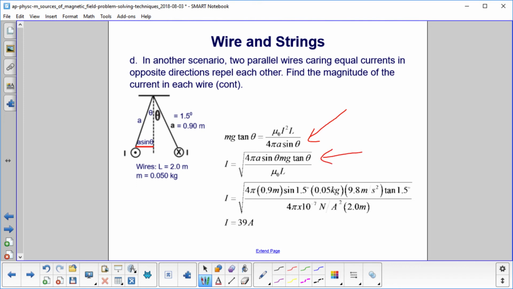We substitute in all the numbers. And you might have said, hey, here's sine, here's tan. Why didn't you just call tan sine over cosine and simplify it? Well, frankly, that doesn't get us a whole lot. It actually makes it a little trickier, so we'll just leave it in there. Then you go through the calculation, and you get the current is 39 amps.